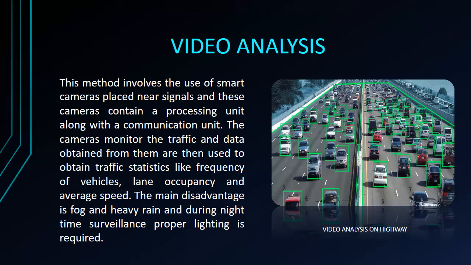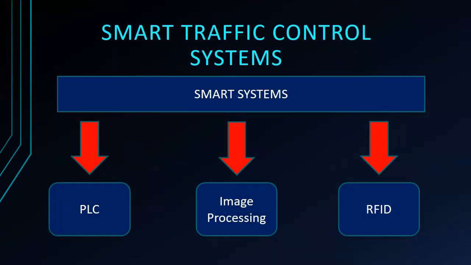Video analysis is probably one of the most high-tech techniques employed today. It uses cameras placed near signals, and the cameras contain a processing unit along with a communication unit, and they recognize the vehicles passing through by their registration number or number plates, as we commonly call it. Smart traffic control systems discussed above have been given in the following table.